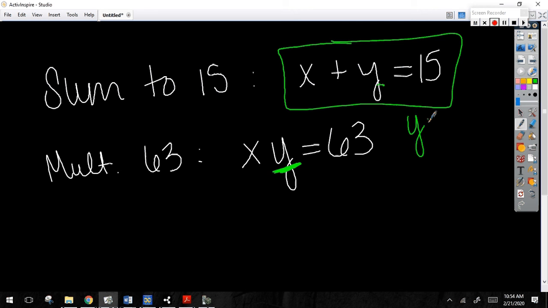Subtract x. See, that makes a lot more sense. Put it here. That makes so much more sense. Okay, let me take this picture.